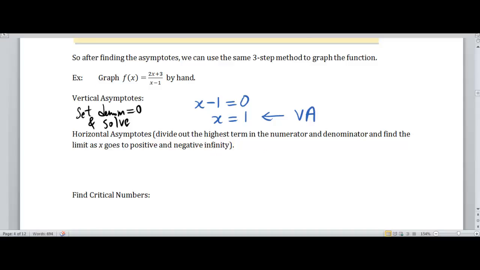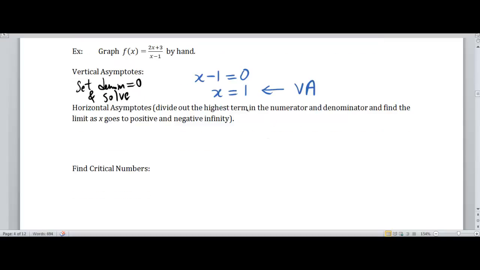Okay. The horizontal asymptote, you want to divide out the highest term in the denominator. So divide out the denominator's highest term from the numerator and denominator, and find the limit as x goes to positive and negative infinity. So let's do this. The limit as x goes to, let's look at positive infinity.